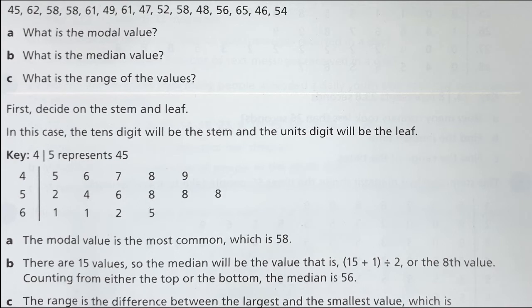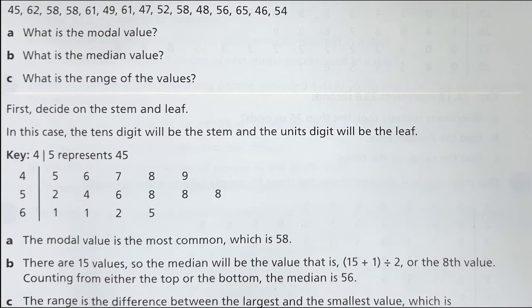The range is the difference between the largest value and the smallest value. Looking at the stem and leaf plot, you know that the largest value is 65 and the smallest value is 45. So 65 minus 45 will give you the answer as 20. This stem and leaf diagram has only one set of data, so we have the leaves only on one side.